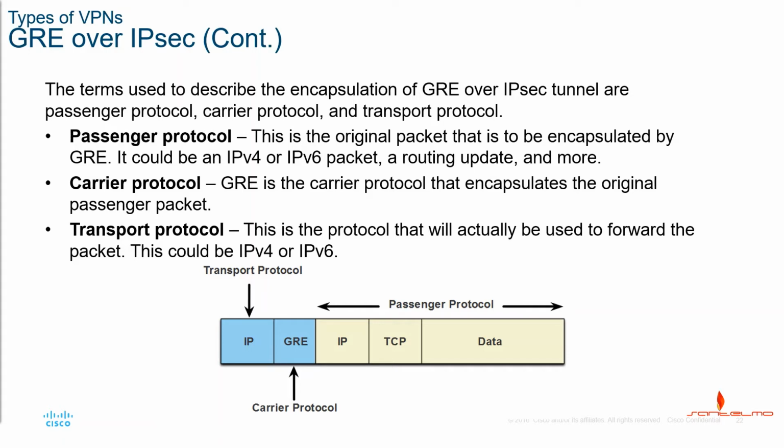So the IP here is the transport protocol, GRE is the carrier protocol, and the IP, the TCP, and the data are the passenger protocol.